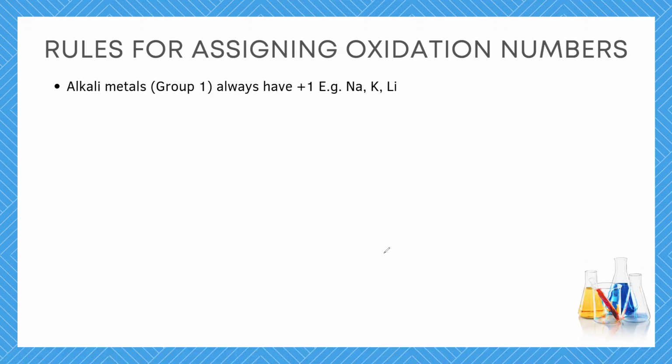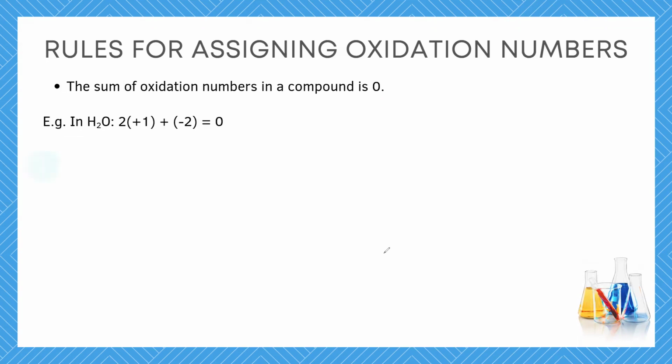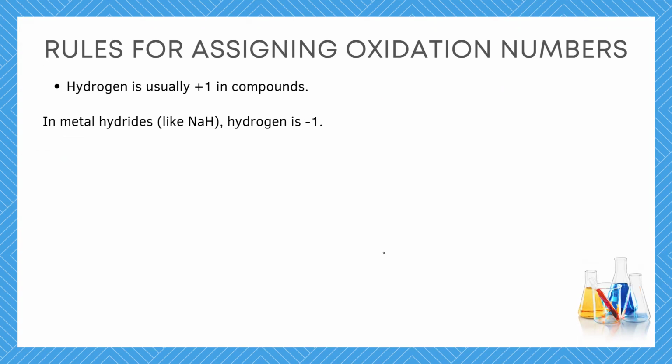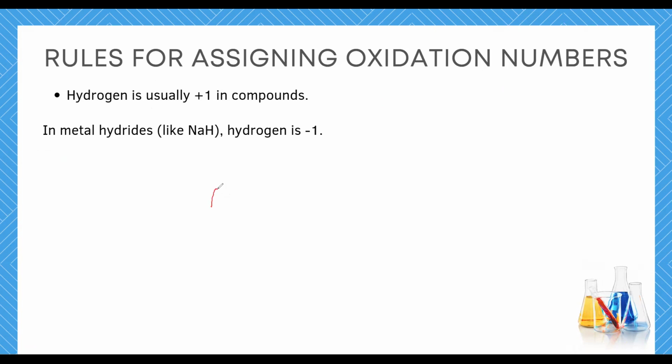And then we have the next rule that says alkali metals, which are metals in group 1, always have plus 1 as their charge. So now let's backtrack a bit. We saw an example in the rules that says hydrogen is usually plus 1 in compounds. So we have NaH. And they are saying in metal hydrides, hydrogen is minus 1. So if this compound is given to you and they say calculate the oxidation number for hydrogen, what are we going to do? First things first, we know that the sum of oxidation numbers in a compound is equal to 0.